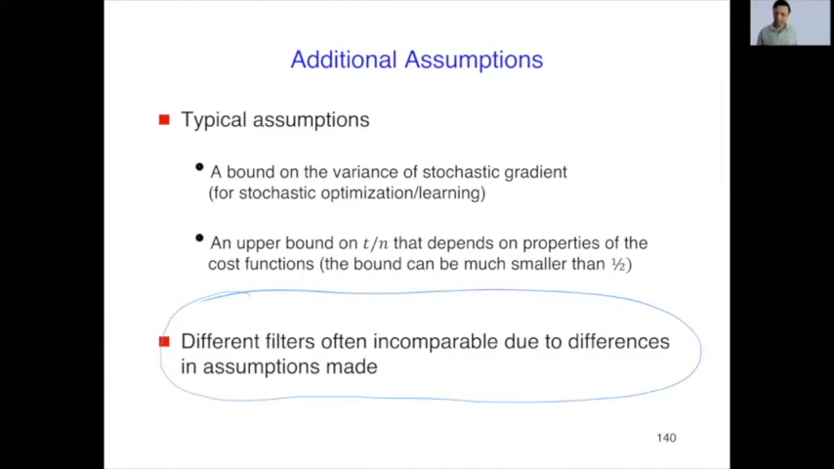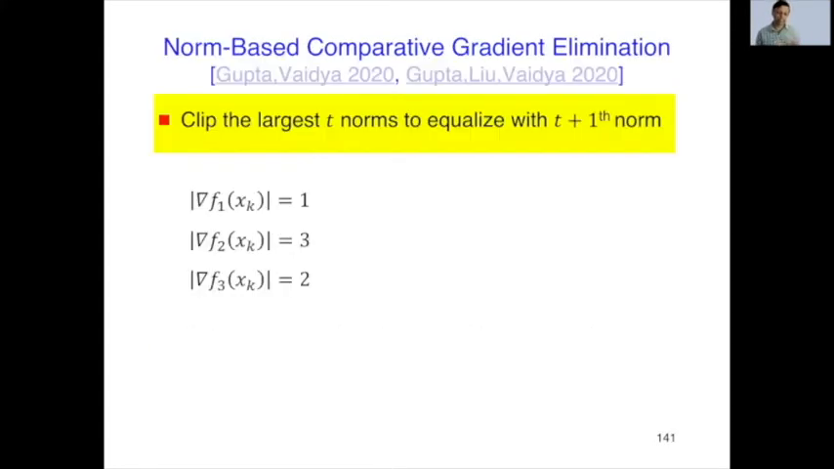That makes it difficult to make direct comparisons between them. So when you're looking at different filters, different papers, you have to be careful to fully understand what the problem setting is. Is it stochastic? Is it not stochastic? What are the precise assumptions being made about the cost functions to be able to draw comparative conclusions about these different filters.